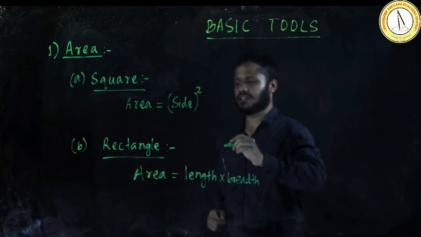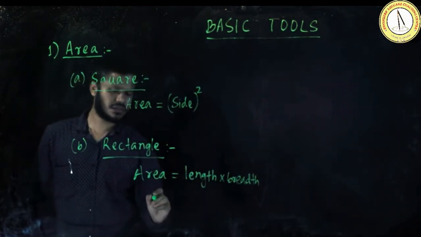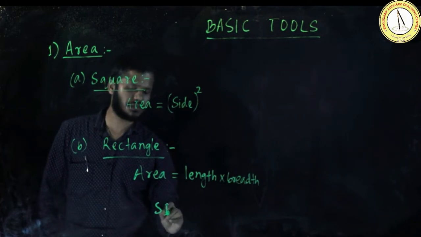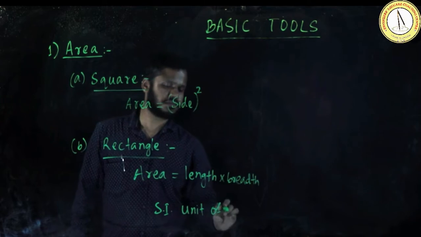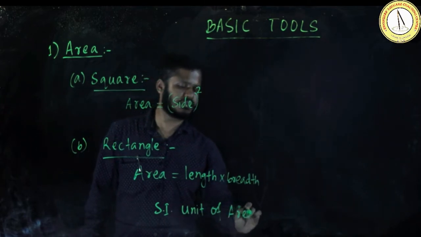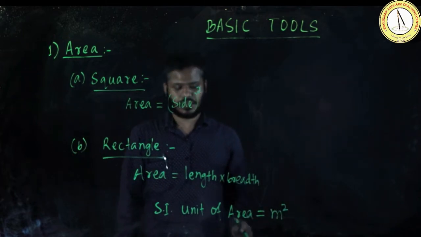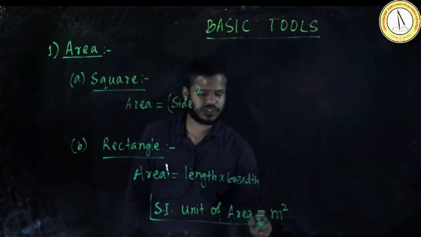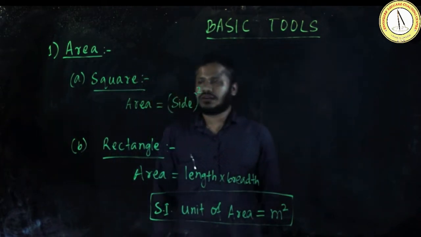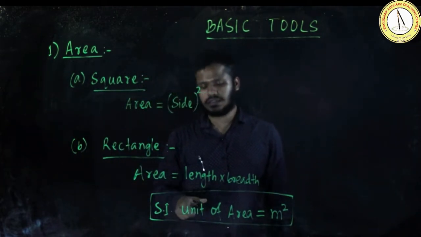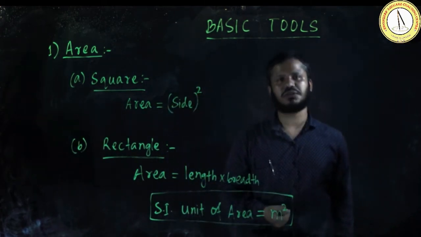So let me write here. SI unit of area is equal to meter square. Now this is for any type of area, not only for rectangle. For all area, the SI unit of area is meter square.